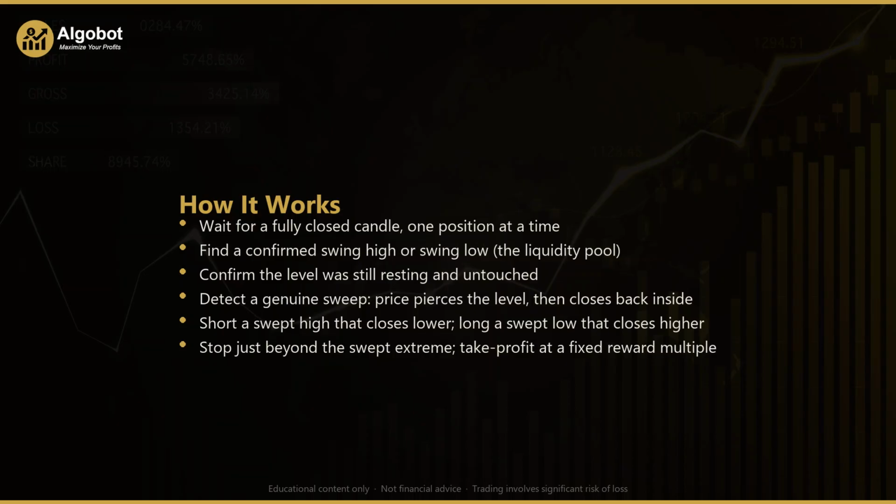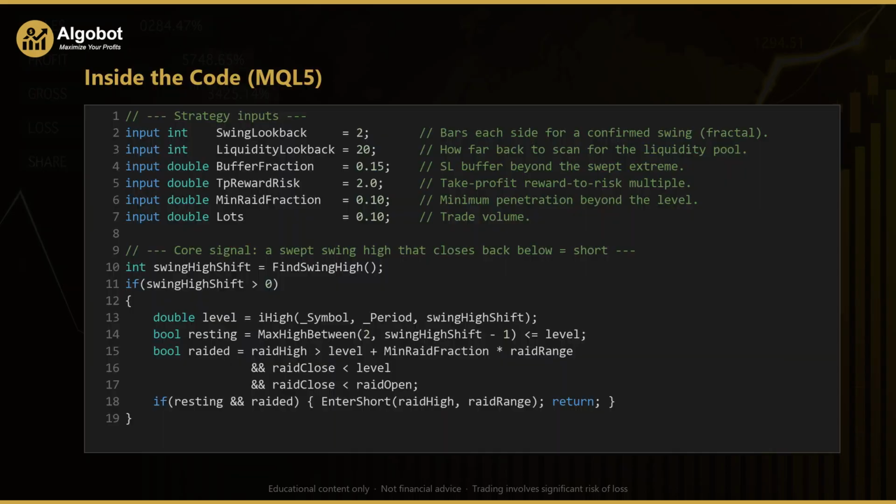The distance from entry to stop becomes the risk, and the take profit is set at that risk multiplied by the TpRewardRisk multiple. A long is the exact reverse, with the stop just below the swept low. This keeps every trade defined by structure, with a consistent reward-to-risk shape. Let's read through the code as it would appear in MetaEditor.